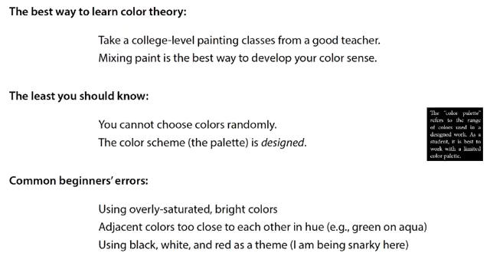Another thing beginners make a mistake with is colors that are too close to each other in hue. For example, green on aqua, like using an aqua on a green background. If you're into music and you go up to a piano and hit two white keys close to each other, a lot of times it sounds weird. It's the same thing with color. If the colors are too close together, they create disharmony.